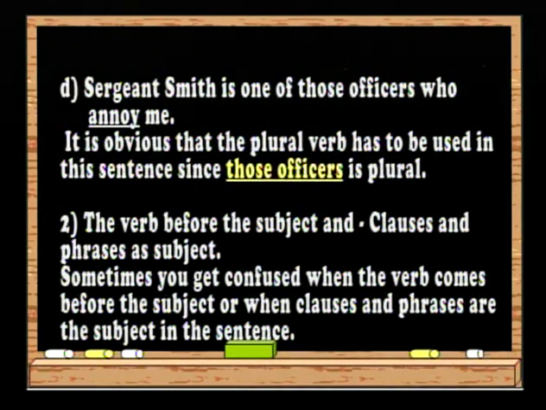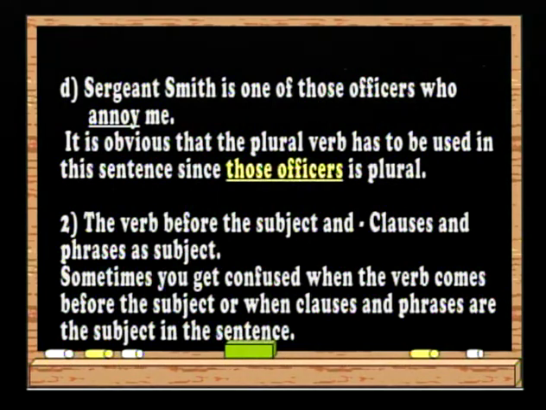Sergeant Smith is one of those officers who annoy me. It is obvious that the plural verb has to be used in this sentence since those officers is plural.